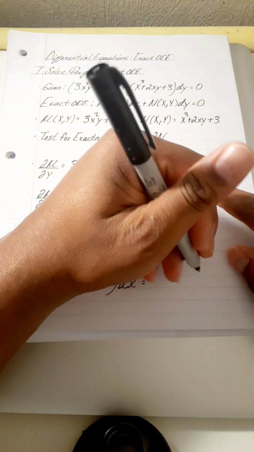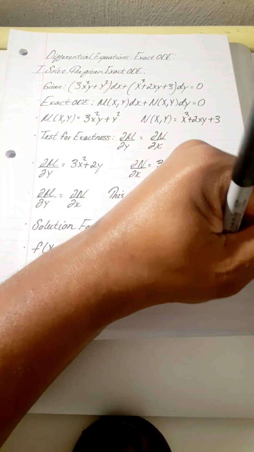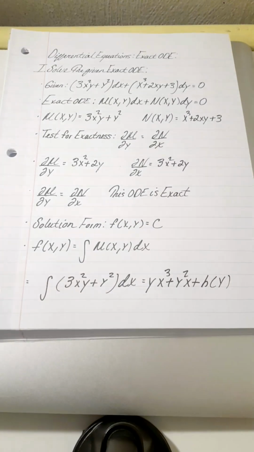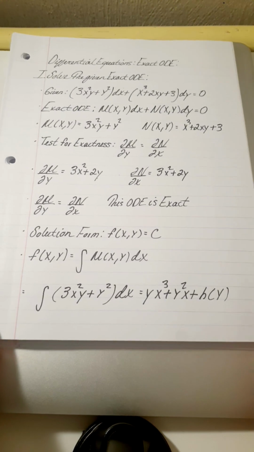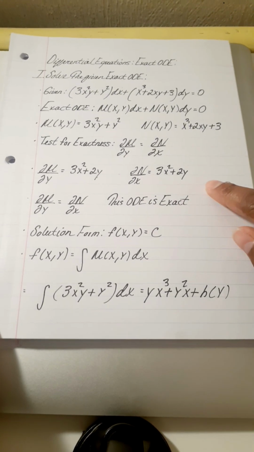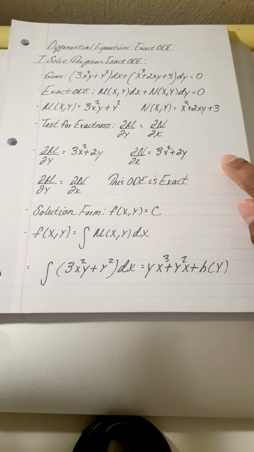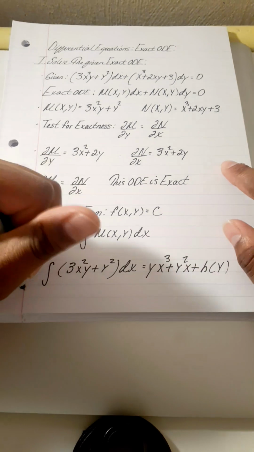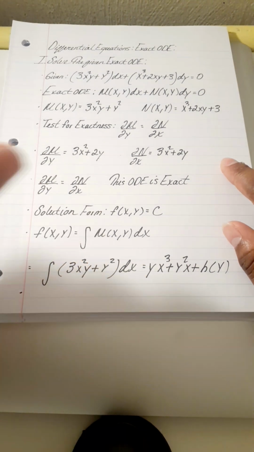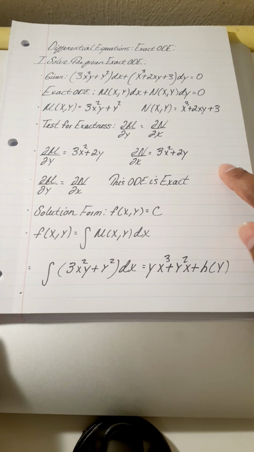Okay, so when we integrate this with respect to x, it looks like we'll end up getting y times x cubed plus y squared times x, and then remember it's going to be plus h of y, because we're going to have to find h of y in a little bit. So that's the first thing that you do right after you run through that test.